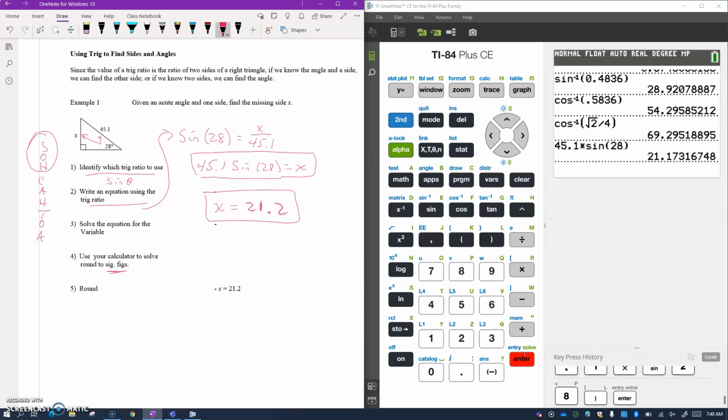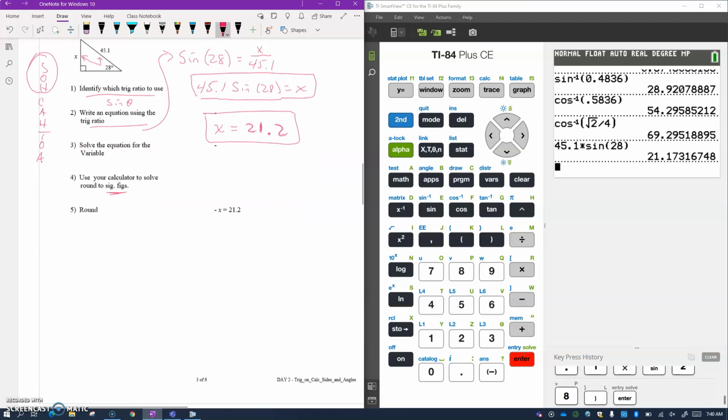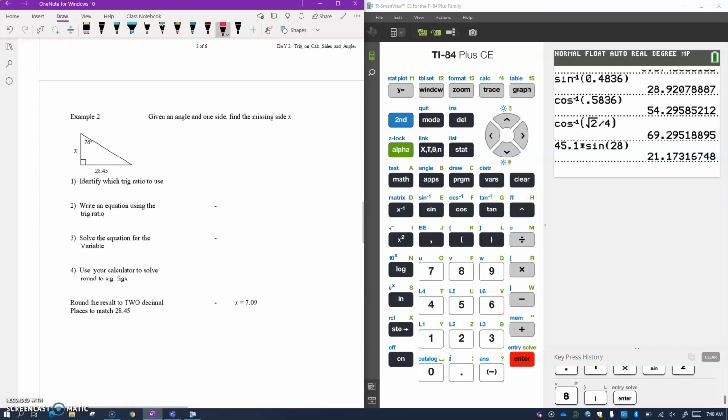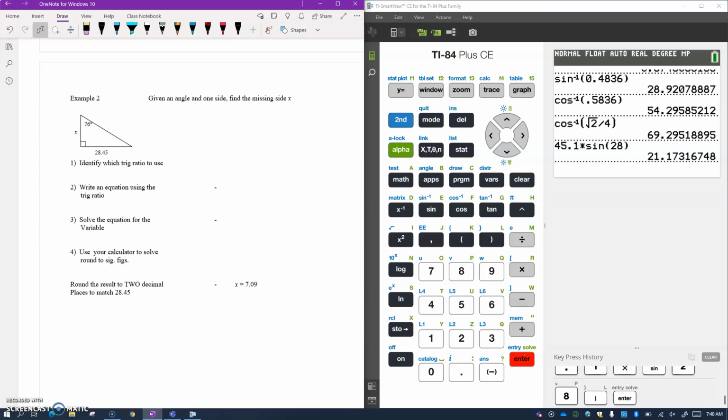All right, so that's really the heart of solving for a side. Now, if I roll to the next one, this one looks like a similar setup. Look at what I have. I have a 76-degree angle. I have opposite and adjacent. The 28.45 is opposite, the x is adjacent.